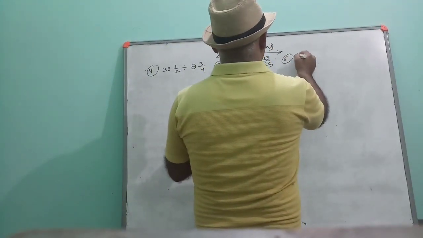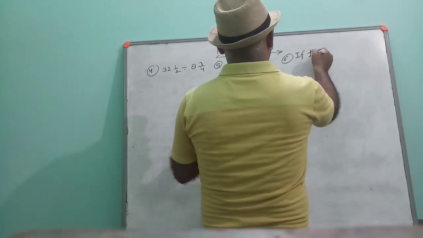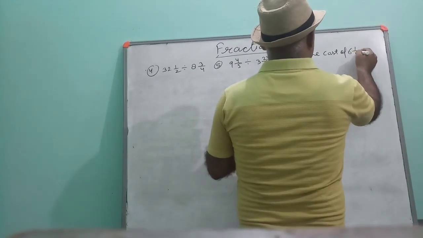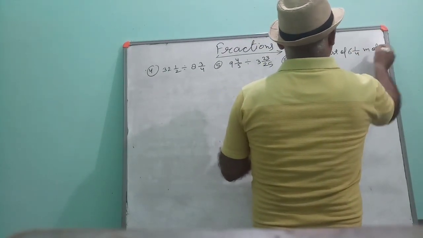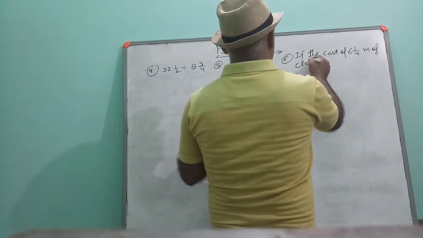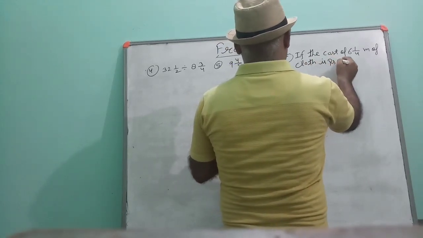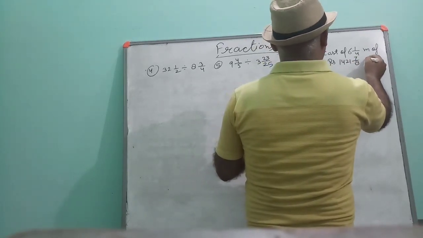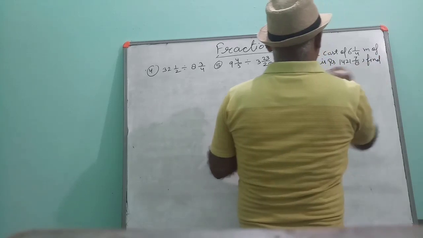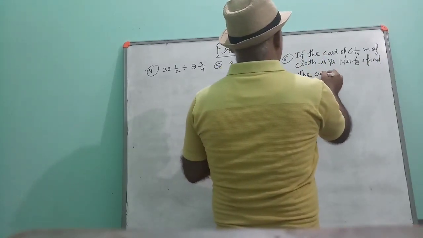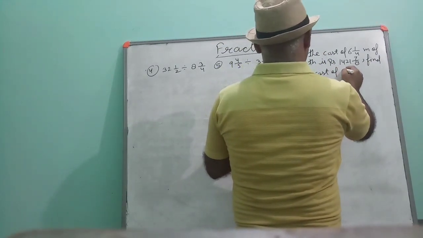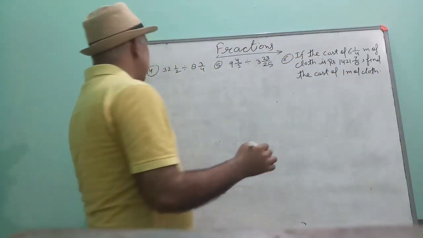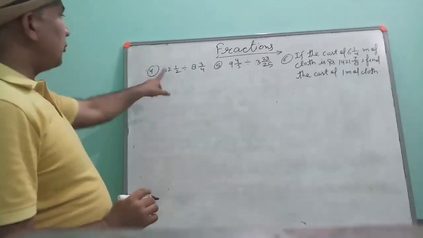Question number 6. If the cost of 6 into 1 by 4 meter of cloth is rupees 1421 into 7 by 8, find the cost of 1 meter of cloth. Okay, these questions are based on division. See how to solve it.